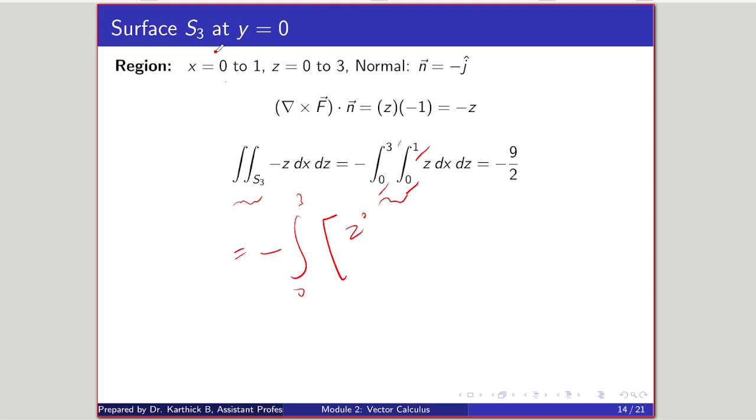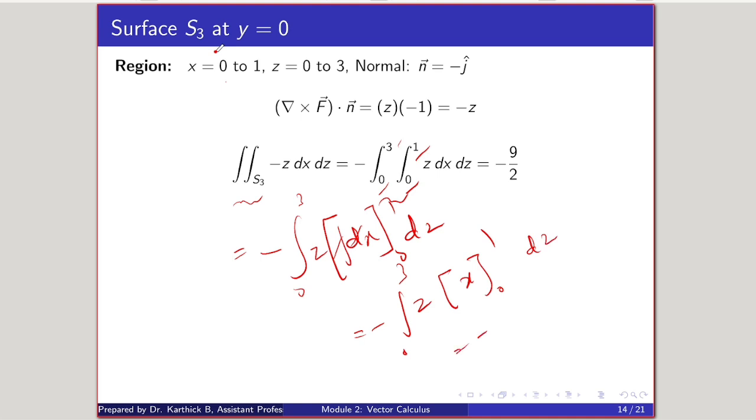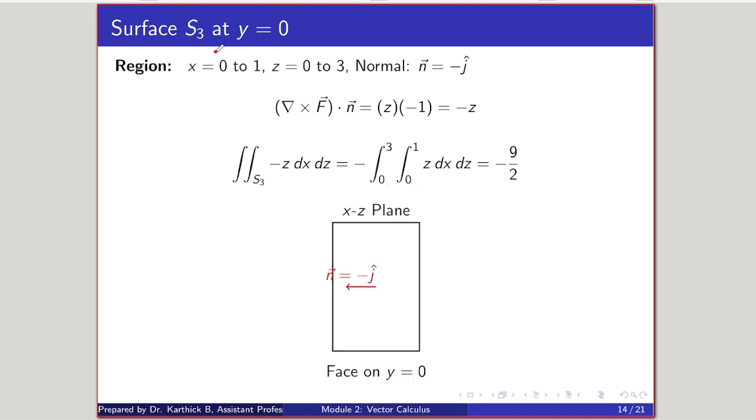Here z will be a constant, so we may take z out. With respect to x, integration and differentiation will get cancelled. 0 to 1 dz will be there. On the next step, 0 to 3 z with respect to x, we will substitute the limits. I'm getting minus z, 0 to 3 dz, we get z square by 2. Already minus is there. 0 to 3, I'm getting minus 9 by 2. That's all. Okay, this is the xz plane when the equation is y equal to 0.